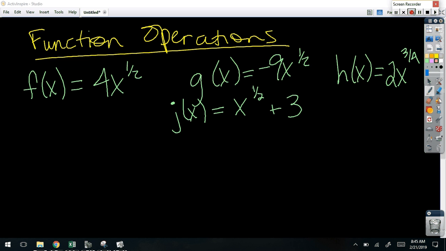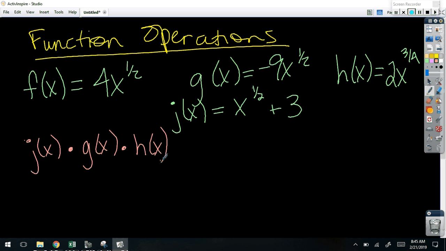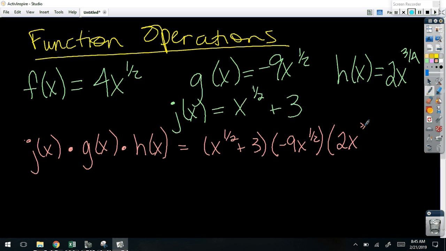All right. This time, let's do j of x times g of x times h of x. Whoa. Yeah, I know. Don't laugh. Okay. j is x to the 1/2 plus 3, g of x is negative 9x to the 1/2, and h is 2x to the 3/4.